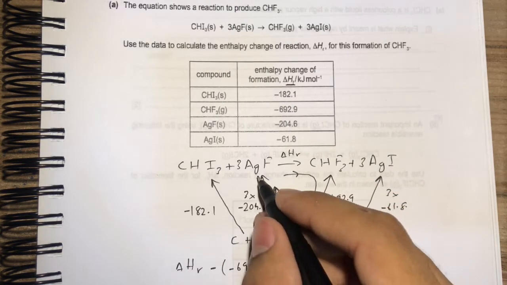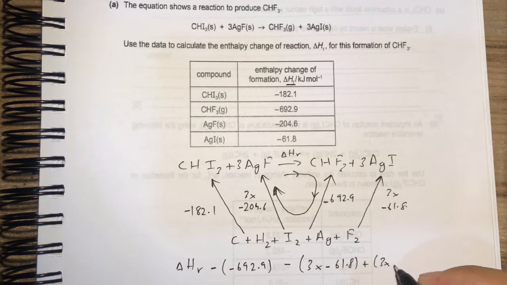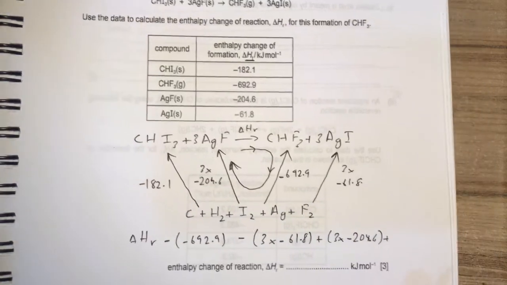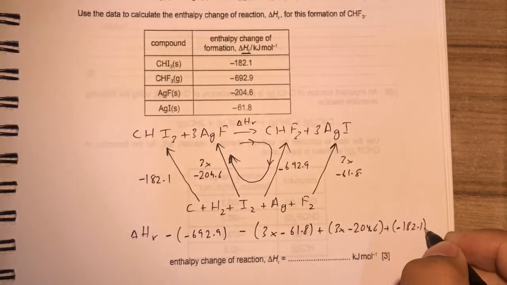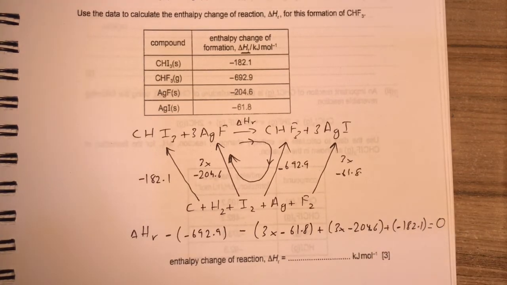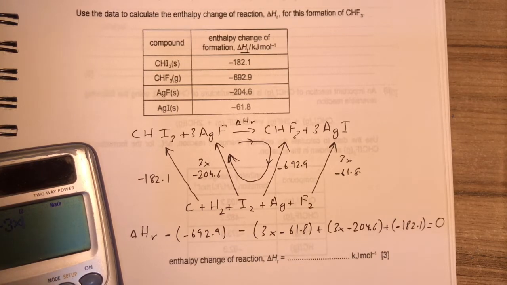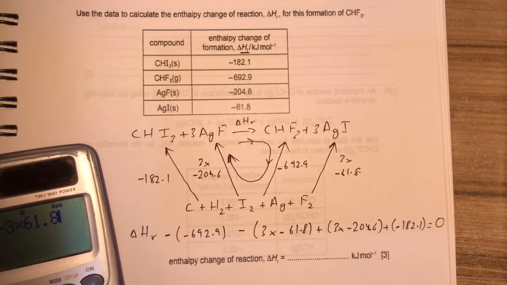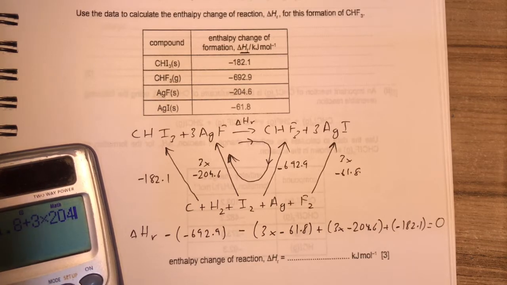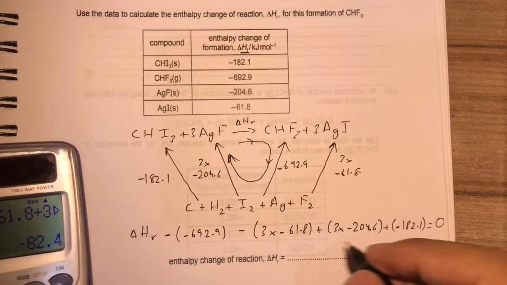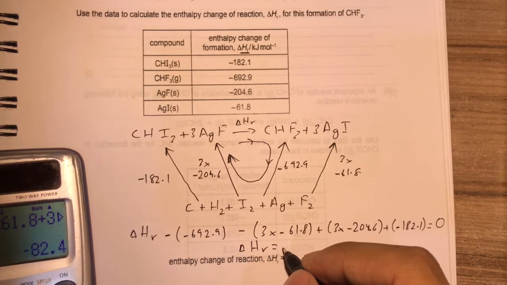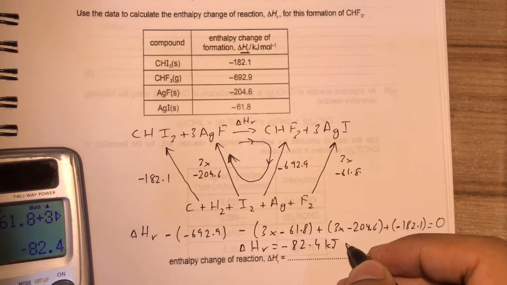It's following the same direction as these arrows, so positive 3 times negative 204.6. And again, it's following this arrow in direction, so positive negative 182.1, and this is always equal to 0. So solving this, delta HR is coming equal to negative 82.4 kilojoule per mole.